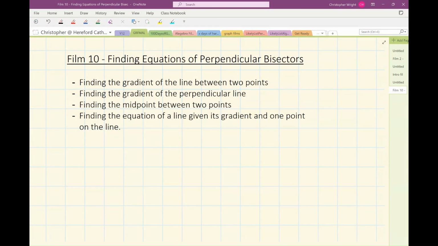Hi, Mr. Wright here, and welcome to this film in which we will run through how to find the equations of perpendicular bisectors. Now, this is a great topic for those of you getting ready for A-level maths, as it involves revising and becoming really fluent in four different things.